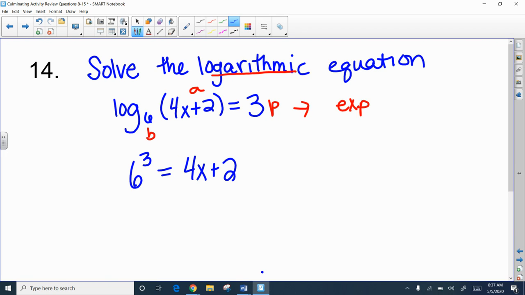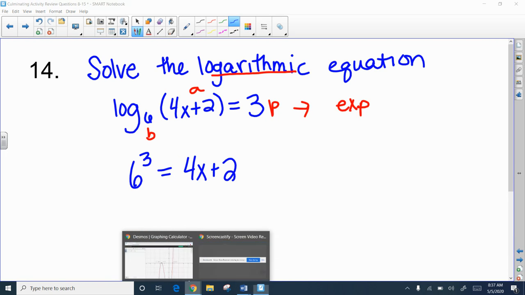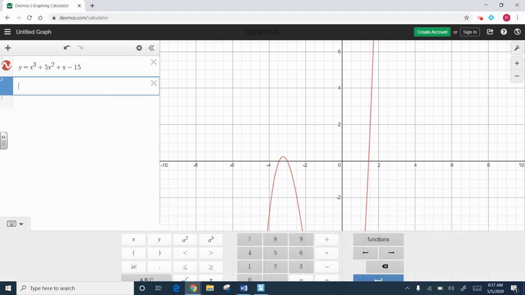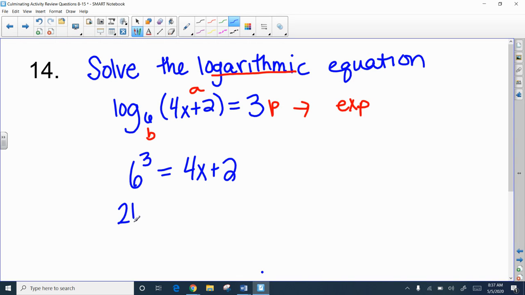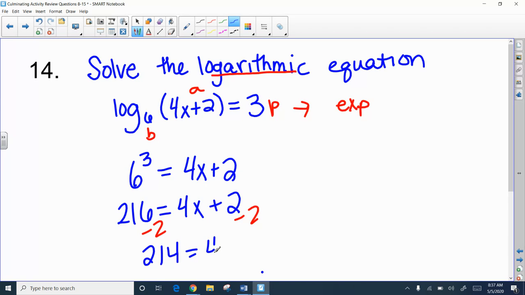I am going to evaluate 6 to the third power. I'm actually not sure offhand what 6 to the third power is, so I'm using my calculator. 6 to the third power is 216. So 216 equals 4x plus 2. Now I'm just solving for x. So subtract 2 from both sides. So we get 214 equals 4x. And then divide by 4. So we get x equals 214 divided by 4.